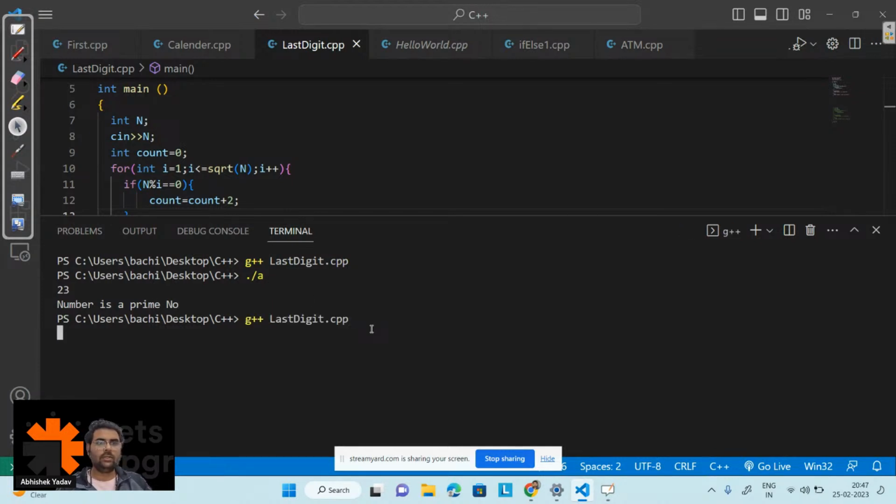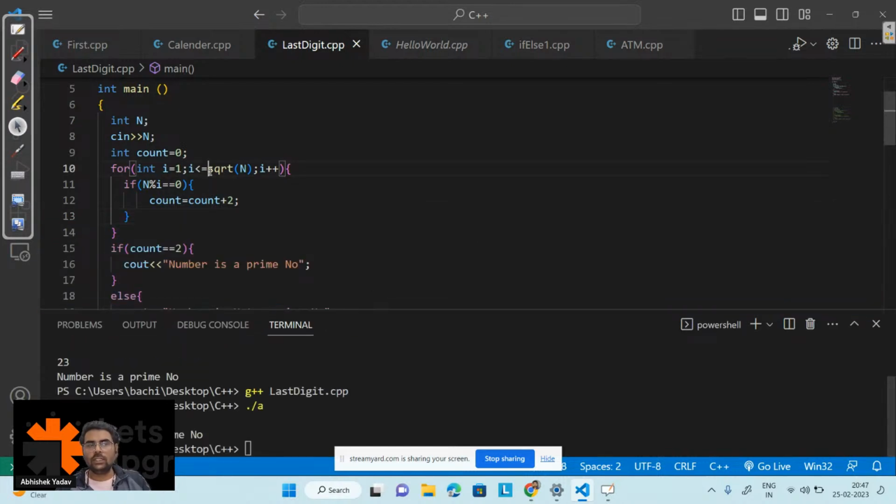Let's again run the code and dot slash a. Let's see whether 24 is a prime number or not. So here 24 is not a prime number, right? So the program and the code is clear. Why are we using square root of n, why are we doing +2?